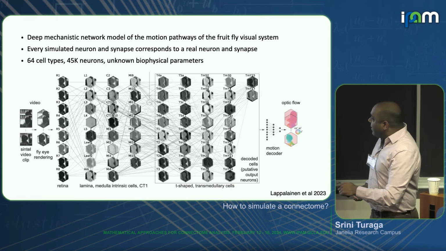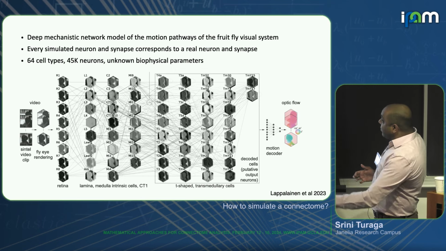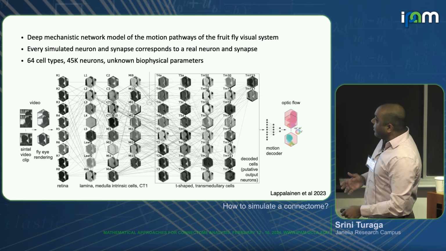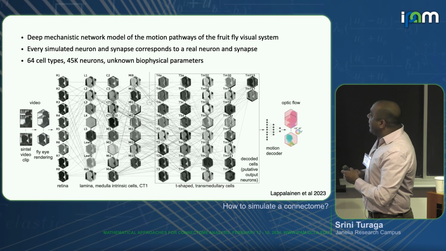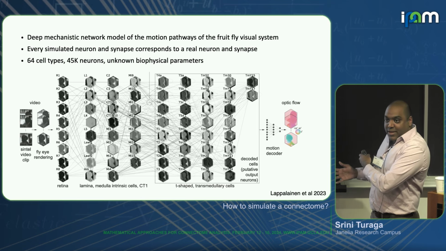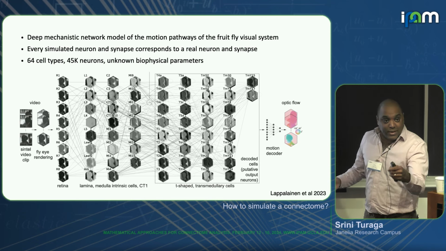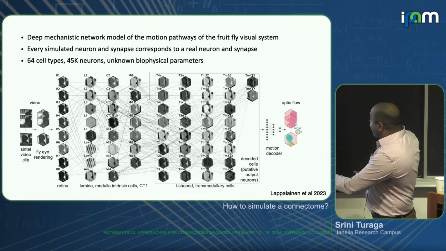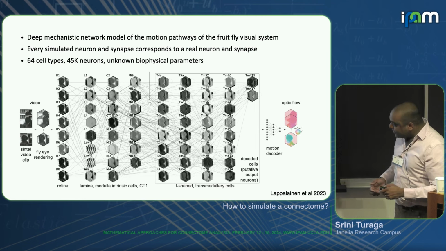In this video clip, we train the whole thing end-to-end using backpropagation through time. This is a set of 45,000 ordinary differential equations, coupled through the weights, and we integrate them numerically in time, and then we compute derivatives with respect to each of these parameters such that this task is solved better.